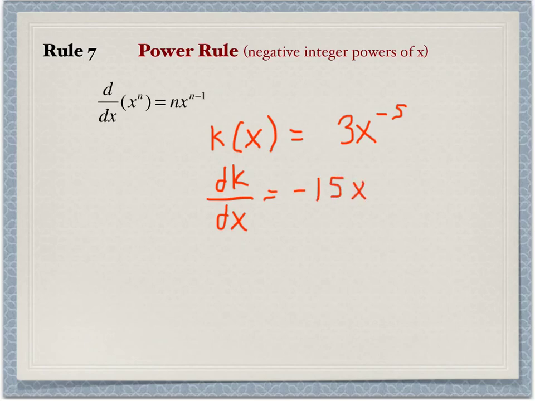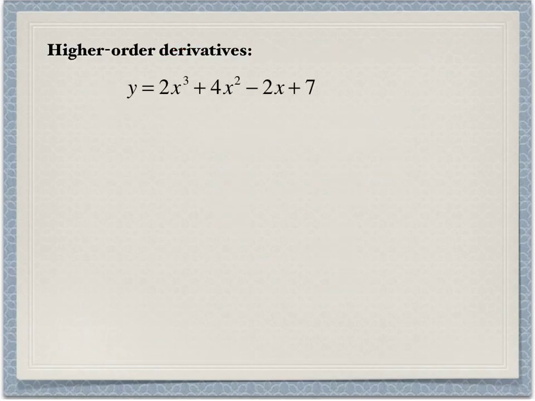Now the question is, what happens to my power of x? Well, remember, your powers of x always decrease. So 1 less than negative 5 would actually be negative 6. Now another way to write this, which sometimes comes in handy for us, is remember a negative exponent can become a positive exponent when we put it in the denominator. So it looks like that. That's the power rule.